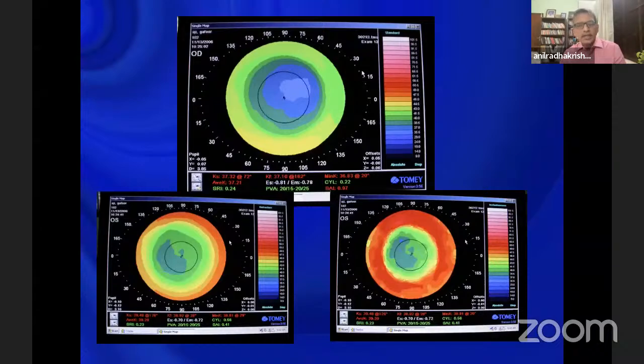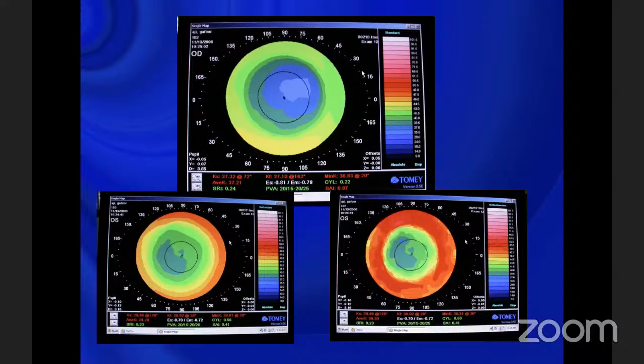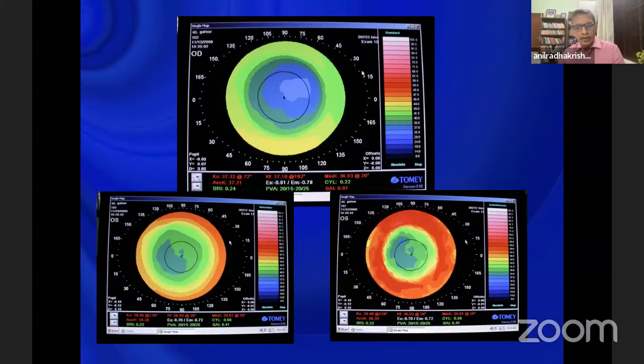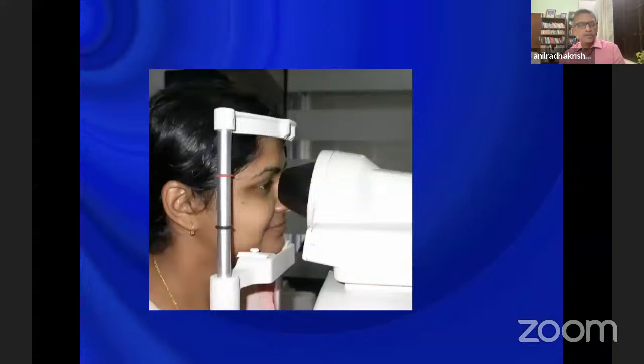While in instantaneous curvature map, there is another algorithm in which each point is calculated in relation to the nearby point. So compared to this point, this is flat, and compared to this point, this is steep. That's why this is shown as red. So these are basically used in research purposes, while axial curvature map is the one that is routinely used, while refractive or tangential curvature map is also used, especially to make out subtle corneal pathology.